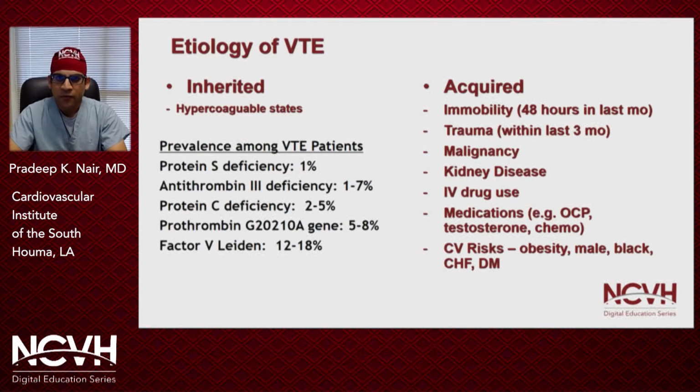The etiology of VTE can be split into two separate entities, inherited or acquired. Inherited VTE is a hypercoagulable state, with, I should say, 12 to 18% having factor V Leiden defects. And for acquired VTE, we have patients with immobility, trauma, malignancy, renal disease, drug users, or some medications such as oral contraceptive pills, testosterone, and chemotherapy, as well as some of our traditional cardiac risk factors that can lead to VTE: obesity, black race, male, heart failure, or diabetes.